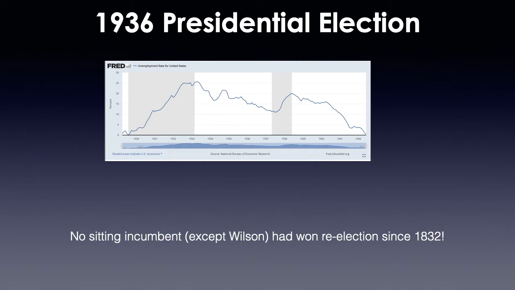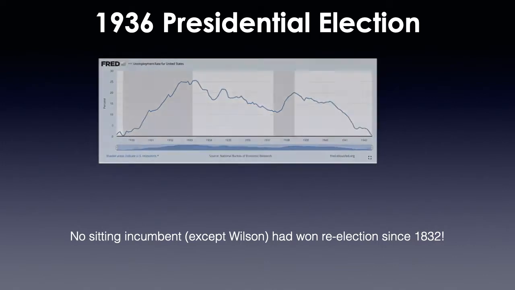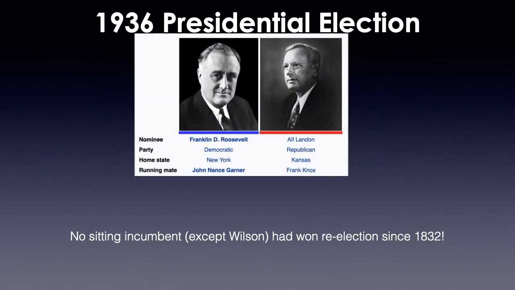And remember that this was a time when presidents, except for Woodrow Wilson, were unable to win re-election. So into the fray entered the sitting incumbent President, Democrat Franklin Delano Roosevelt from New York, and the Republican Alf Landon from Kansas.